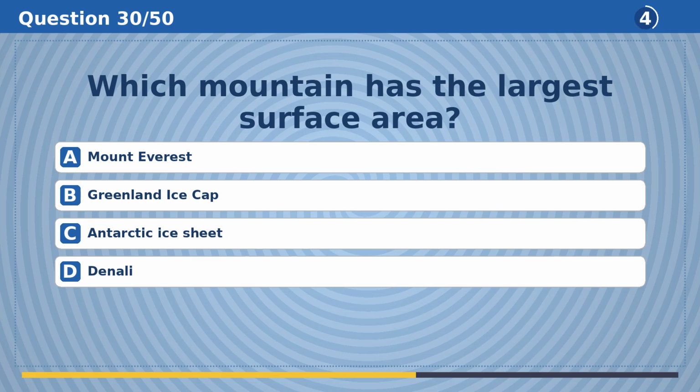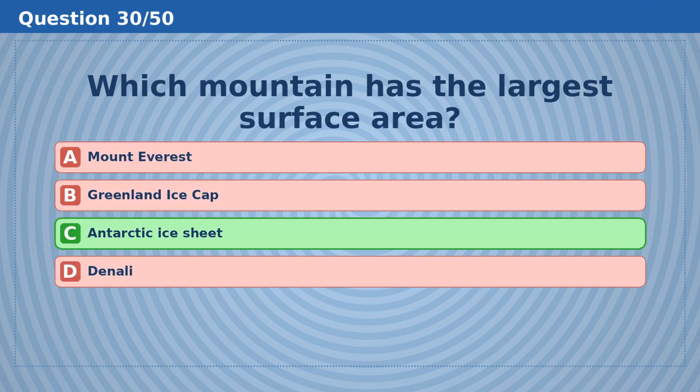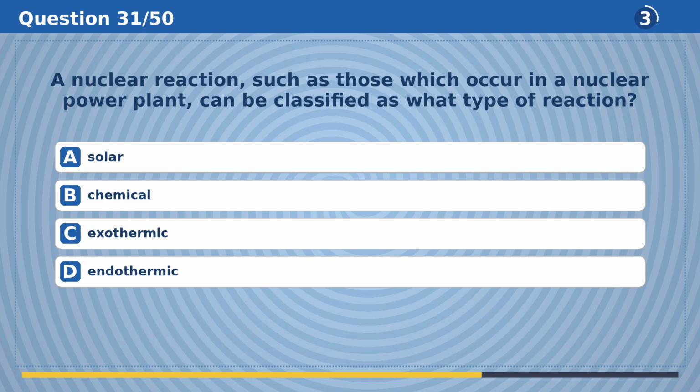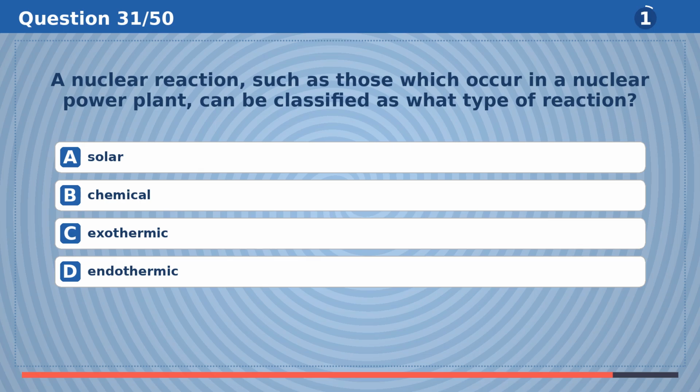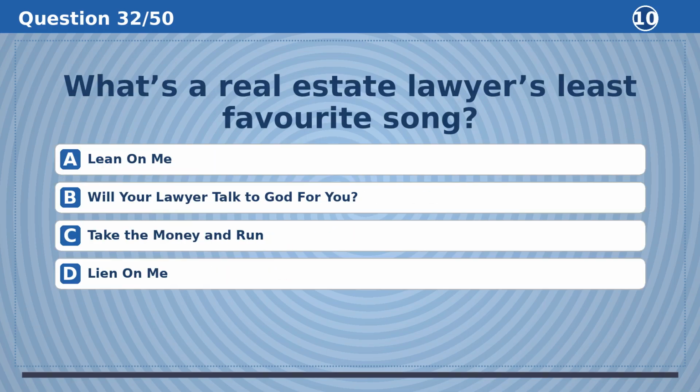Which mountain has the largest surface area? The answer is C, Antarctic ice sheet. A nuclear reaction, such as those which occur in a nuclear power plant, can be classified as what type of reaction? The answer is C, Exothermic.